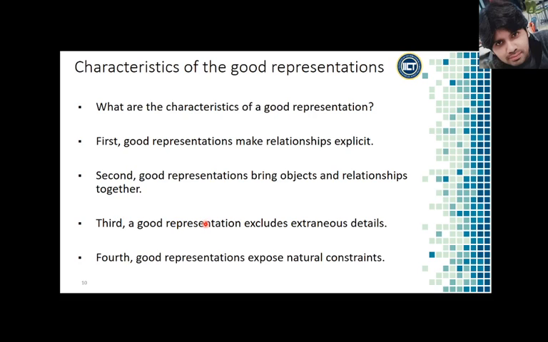The fourth is a good representation exposes natural constraints. Now we described the previous example as sheep and wolves because it makes it easier to think about the rule that wolves may never outnumber sheep. Now of course this is not the best rule because we know that sheep can't actually defend themselves against wolves. With 3 sheep and 1 wolf, the wolf still wins.